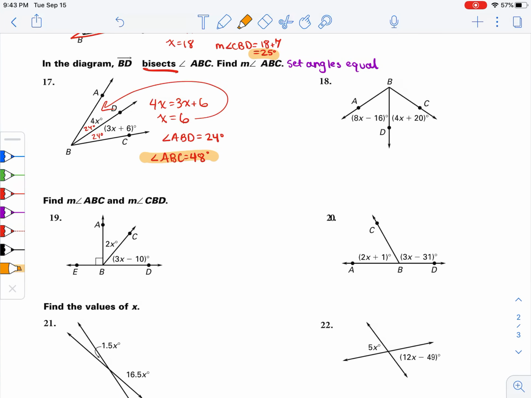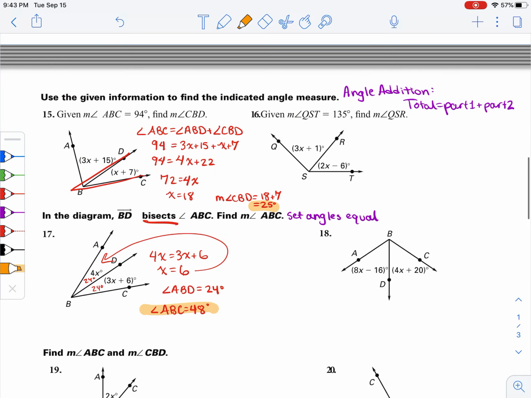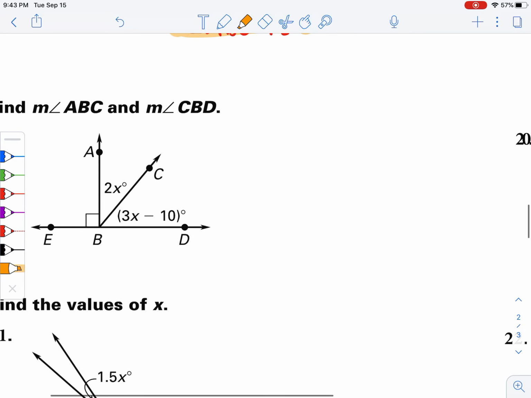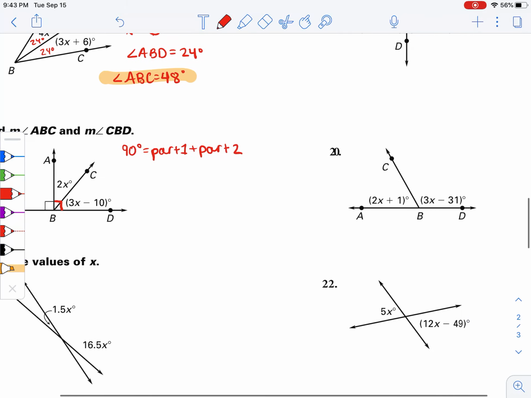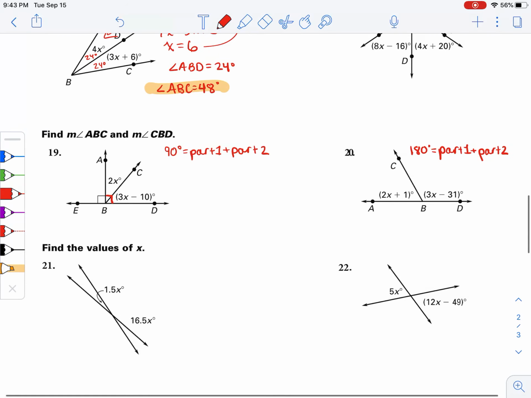19 and 20 are similar to your 15 and 16. You're going to have these two parts added up. But now the only difference here is, notice one of these is complementary, one of these is supplementary. So for the complementary one, you're going to have 90 degrees equals part 1 plus part 2. For the supplementary one, you'll have 180 degrees equals part 1 plus part 2. Okay, so that's going to be 19 and 20.